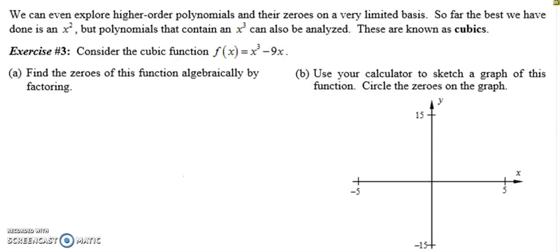Okay, we could even explore a higher order of polynomials. So something like x to the 3rd. Now that we know what we're doing, these are also called cubics. So here is a function. This is a cubic function. We want to find the zeros algebraically by factoring, so you guys should be able to come up with the zeros for this, or the roots, or the solutions for that. So hit pause and try that on your own.